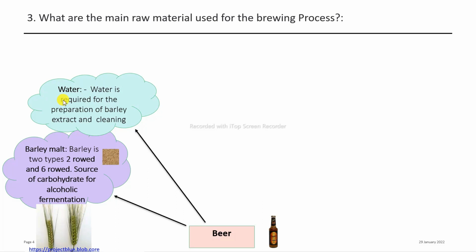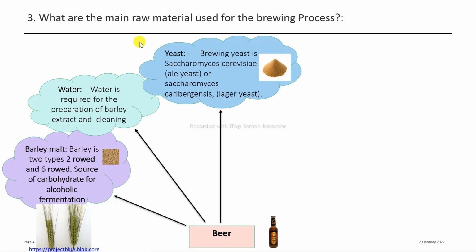Then next one is the yeast, the main culture which is used for the brewing process. Yeast may be added as Saccharomyces cerevisiae or Saccharomyces carlsbergensis depending on the specific type of beer. The yeast may be added in a pure form.